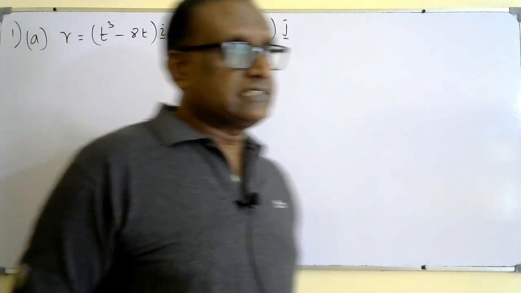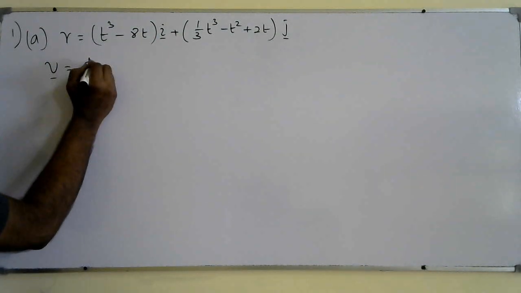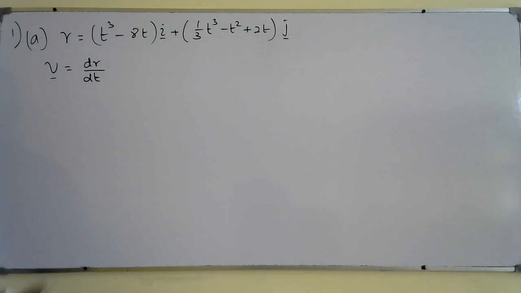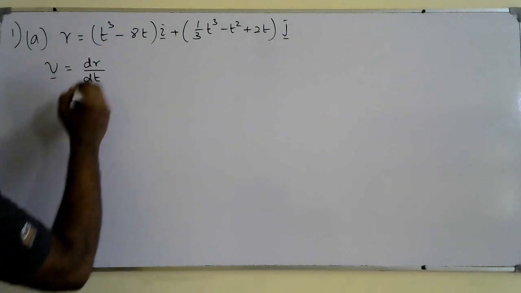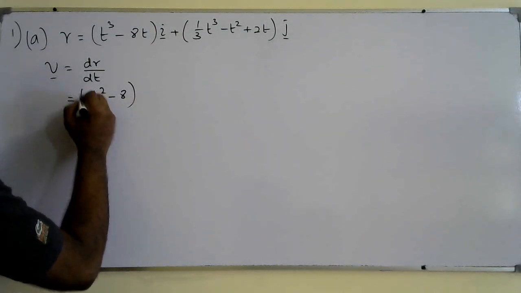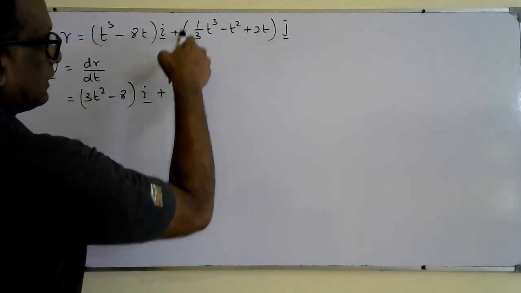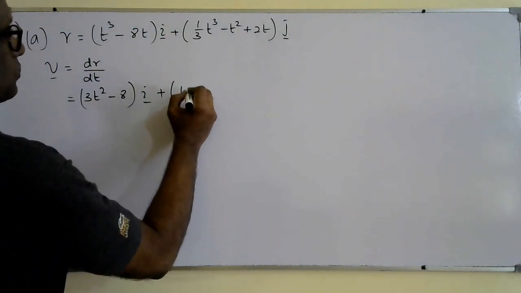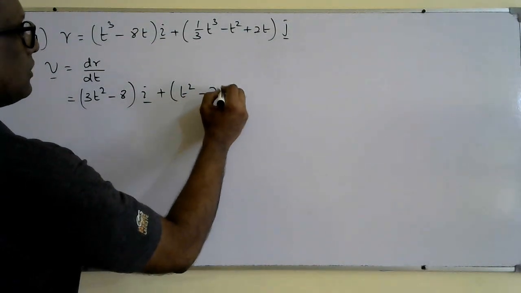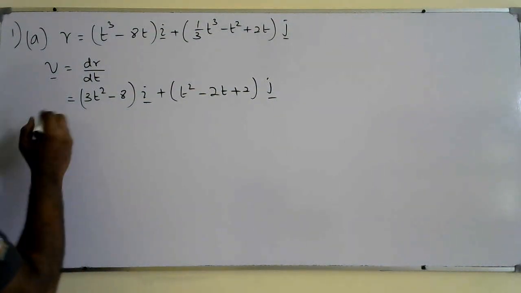Okay, so differentiate twice. So that means the velocity vector is given by dr over dt. So that will be differentiated: 3t squared minus 8 i plus, this 3 comes from the 1/3, they will get cancelled, so t squared minus 2t plus 2 j. So this is the velocity vector.